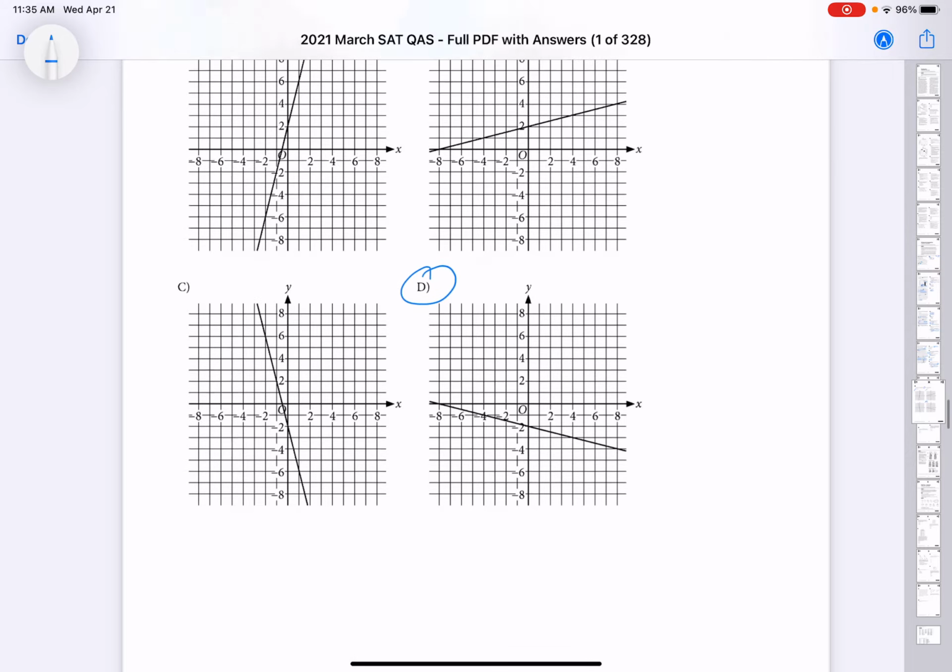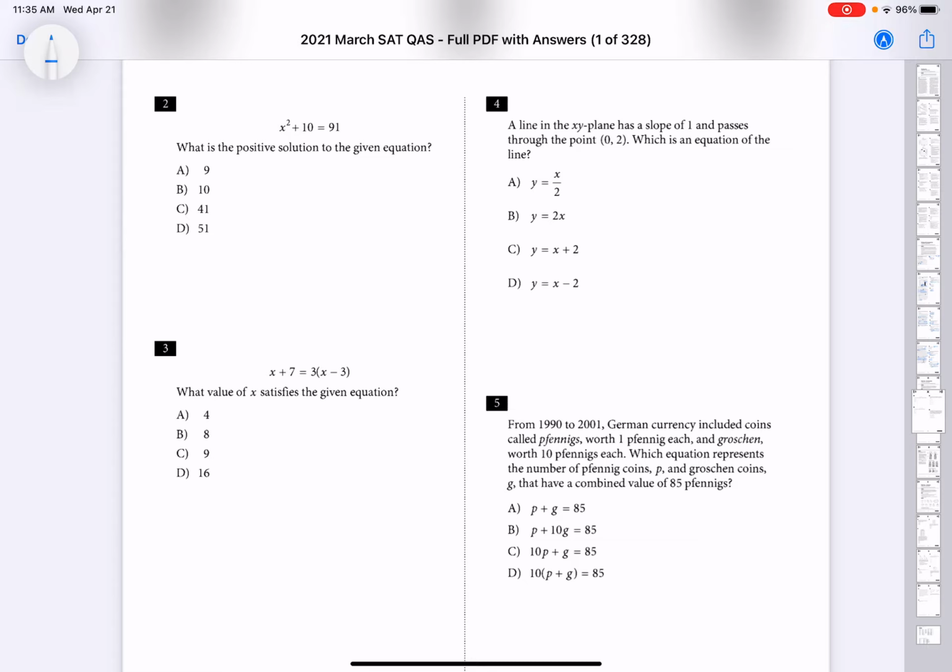Number 2, what's the positive solution to the given equation? 91 minus 10 gives you 81, which is equal to x squared. The square root of x squared should be equal to 9.